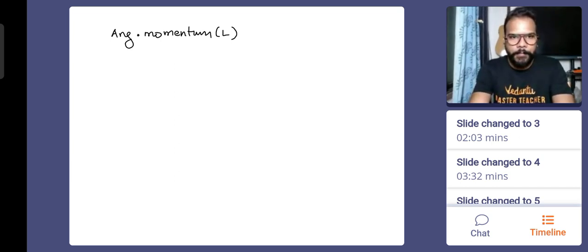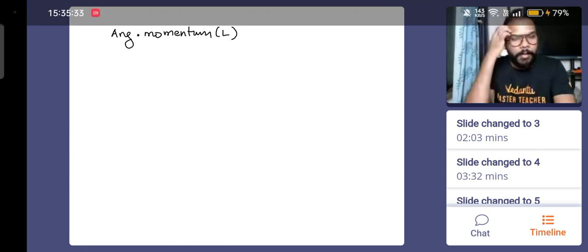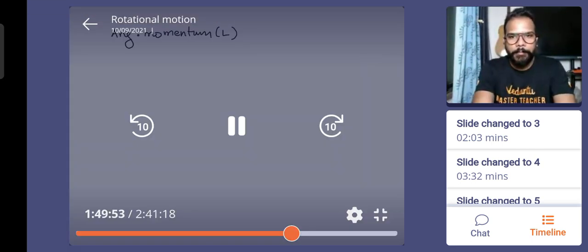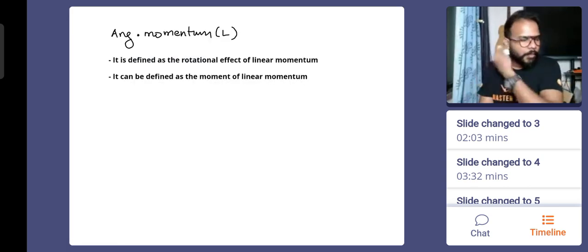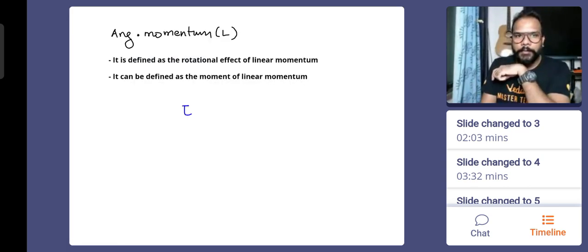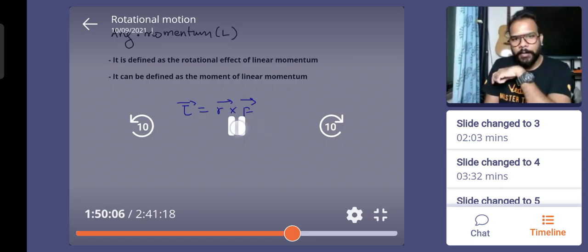That's the first definition. Also, it can be defined as the rotational effect. The word angular is wrong, I should say rotational effect. So it can also be defined as the moment of linear momentum. By that, what do I mean? I'll explain that also. These are the two ways in which you can write that. So the way we used to write torque as R cross F.